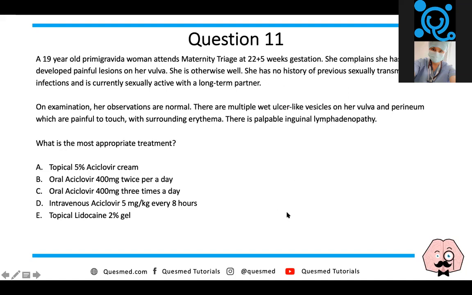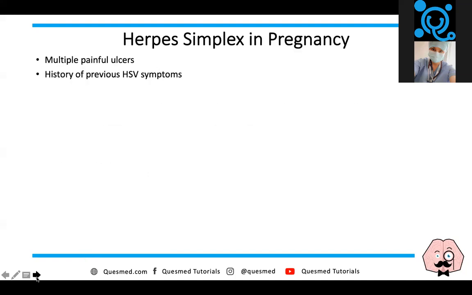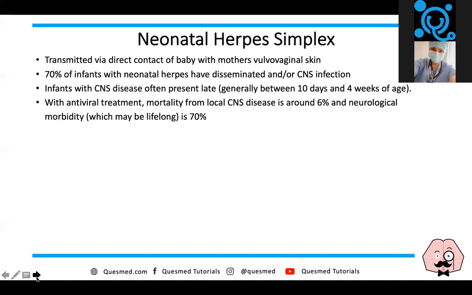Perfect. So we're all going with acyclovir, but a bit of discrepancy in what dose and route we're using here. So let's talk about herpes simplex in pregnancy. So it presents in pretty much the same way as in the non-pregnant person. Normally presents with multiple painful genital ulcers. And quite often there's a history of previous symptoms. And this is normally a flare of the HSV.